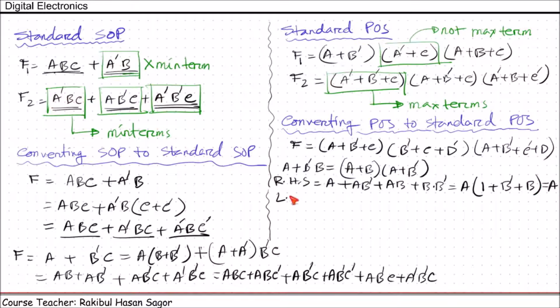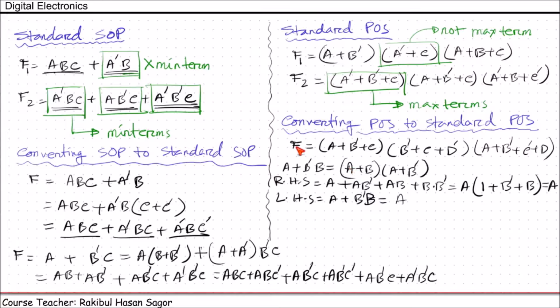And in the left hand side we have a plus b'b. This b'b will return you 0. So we have a. So right hand side and left hand side, they are equal. So we can write a plus b'b, which is equal to (a plus b) into (a plus b').